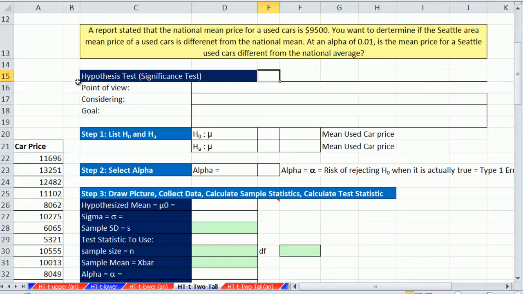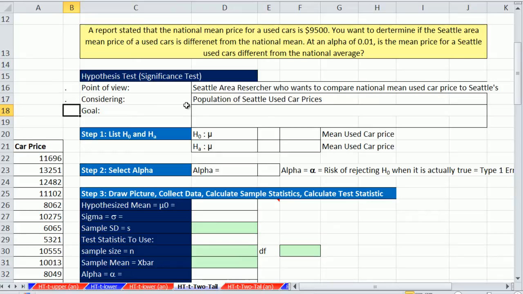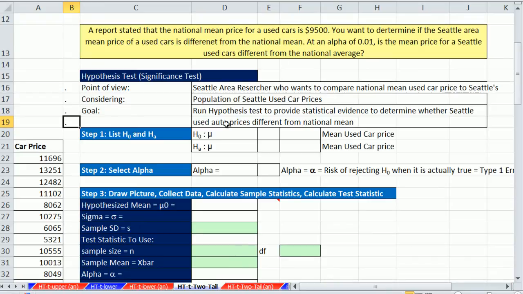All right, as always, we want to talk about our point of view, what we're considering, and our goal. The point of view: Seattle area researcher who wants to compare national mean used car prices to Seattle's. We are considering the population of Seattle used car prices. And our goal is to run a hypothesis test to provide statistical evidence to determine whether Seattle used auto prices are different from the national mean. Now, we're determining different from, so that means if it's below a significant amount or above a significant amount, then we want to reject the null hypothesis.